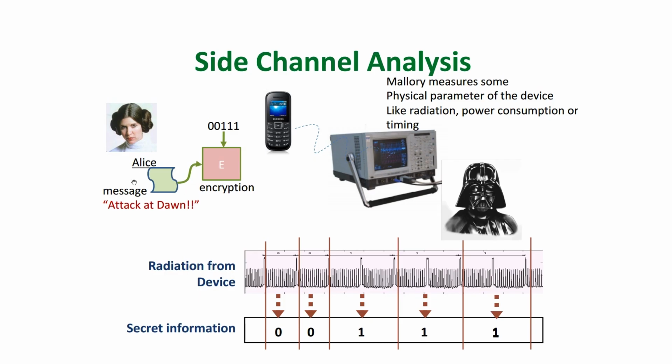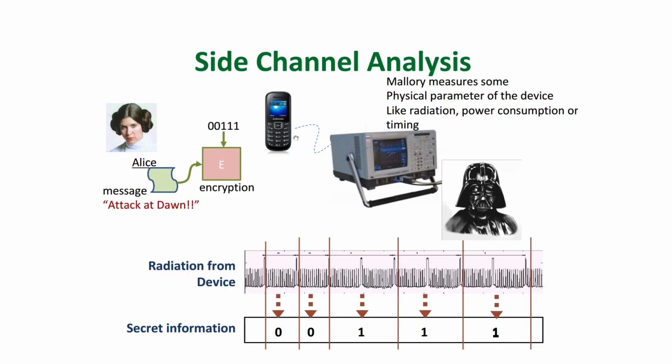We have Alice who wants to encrypt this message, attack at dawn. She is using a particular encryption algorithm whose secret key is 00111. This encryption algorithm is executing on a device like this, and this device would essentially use the message which Alice wants to encrypt and the corresponding secret key and pass it to an implementation of this encryption algorithm. Now, as this implementation is executing within this device, we have an attacker who is monitoring the device side channel.